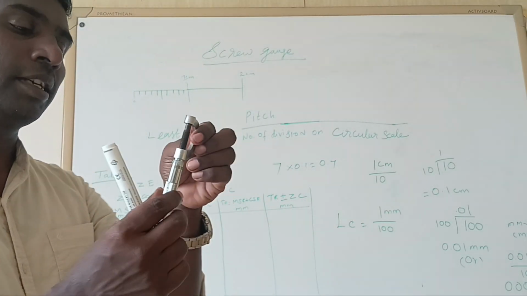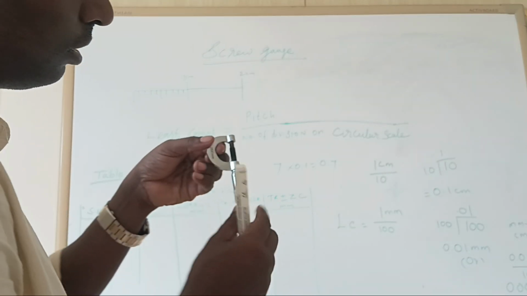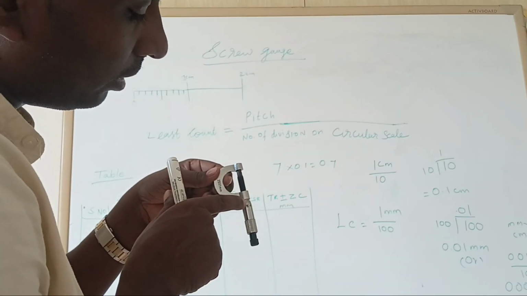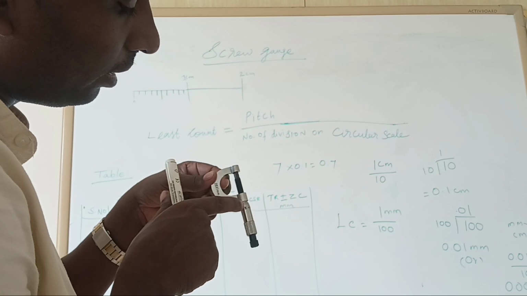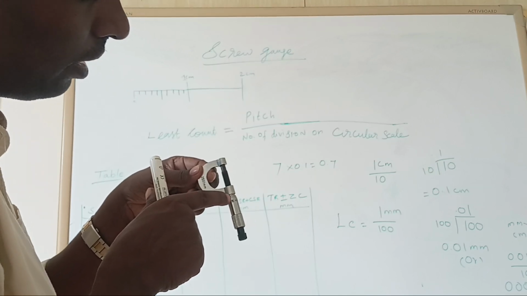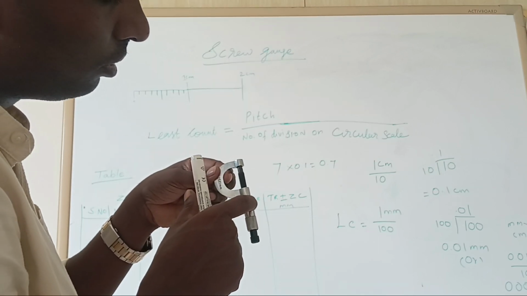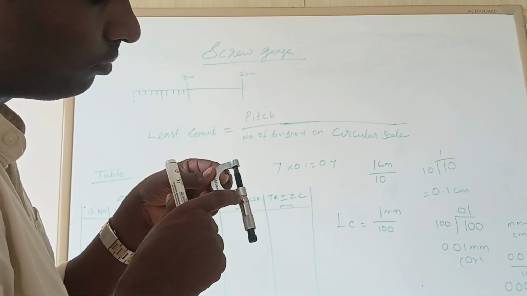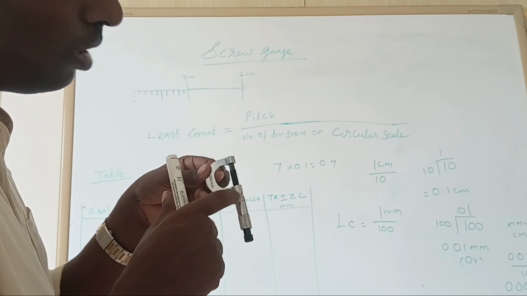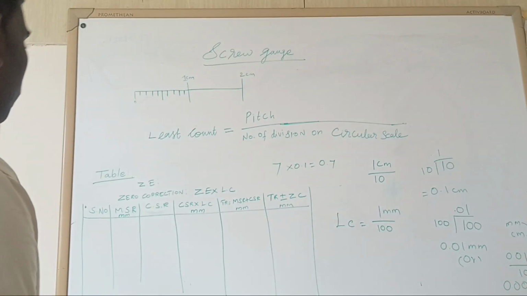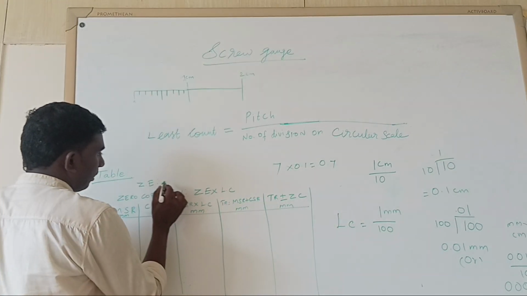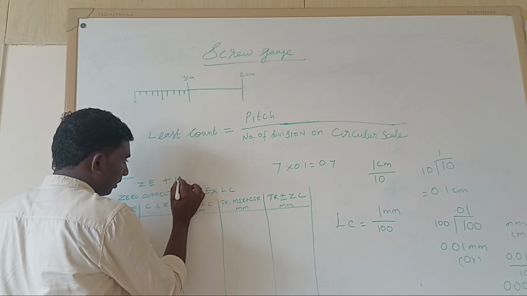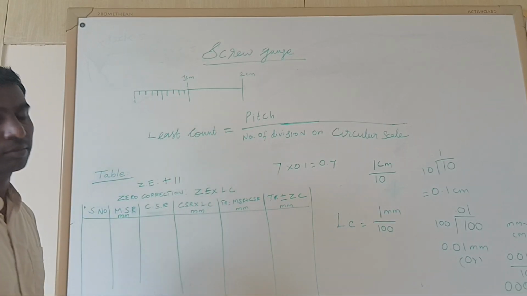How much is the positive error? How many lines are there? The 0 is here, and this line coincides with 90, 91, so 89 here. So how many lines are there between the main scale reading and here? 11 lines. So the zero error is positive, and I write positive 11 lines.